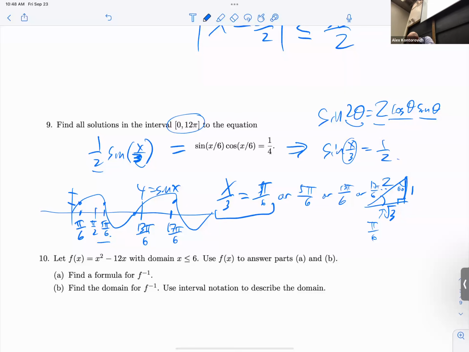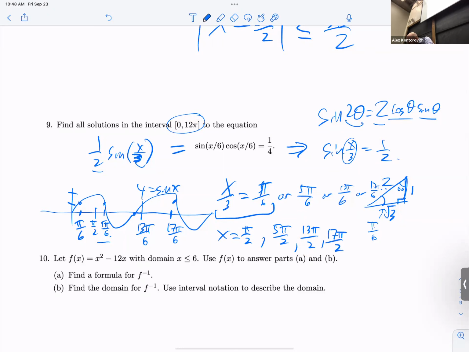What does this mean? What does this tell us? If I multiply both sides by 3, that's x is pi over 2. Great, right? Another option is 5 pi over 2. So far, so good. Another option is 13 pi over 2. How far do I have to go? I have to go all the way up to 12 pi. This is still 6.5 pi, so I got a ways to go.